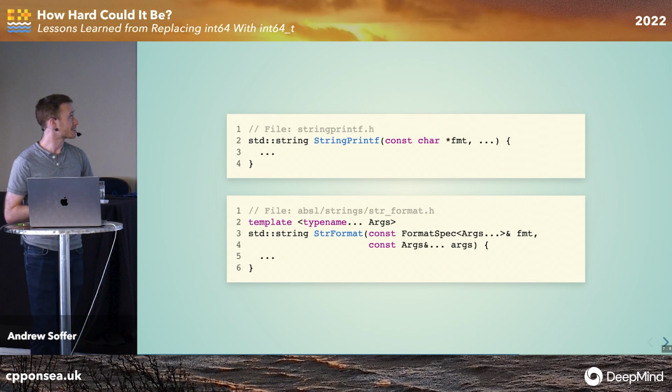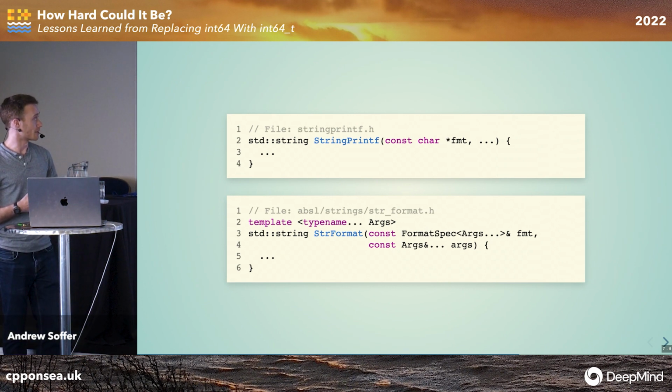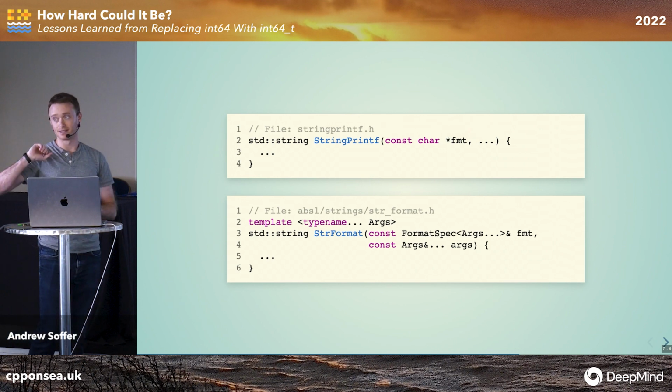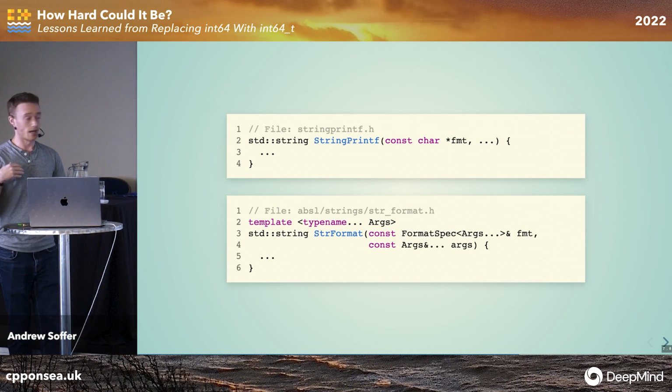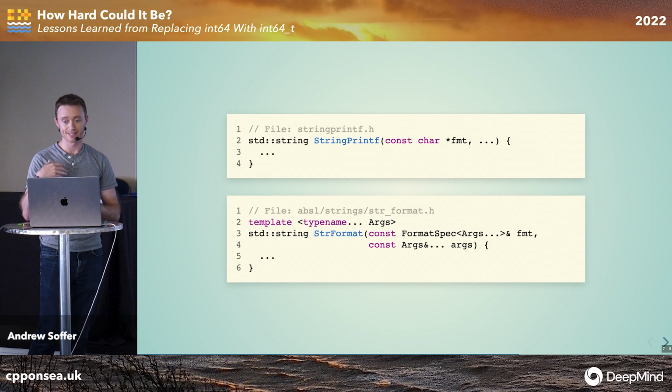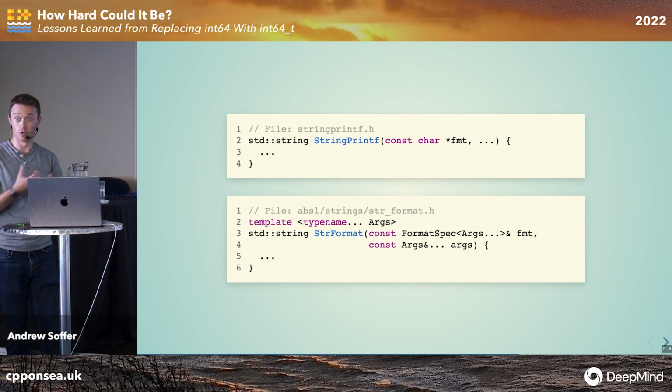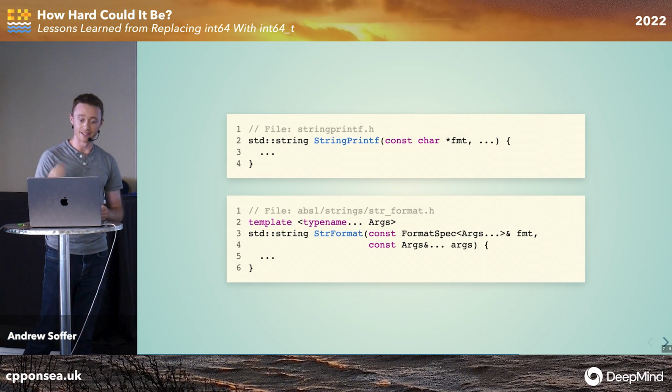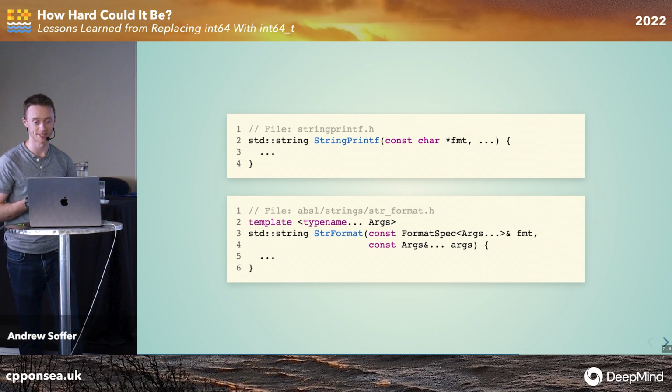So StringPrintf takes, as you'd expect, a format string that's a const char*, and then ... it takes C-style variadic arguments. One thing to note about C-style variadic arguments is that they're all passed by value. On the other hand, StrFormat has this format spec thing that you can think of as a const char* as well, but it takes all of the arguments to be formatted by const reference. That's particularly important because we're allowed to pass in strings, and we don't want to be copying that string every time. And that difference is exactly where the problem lies for us.